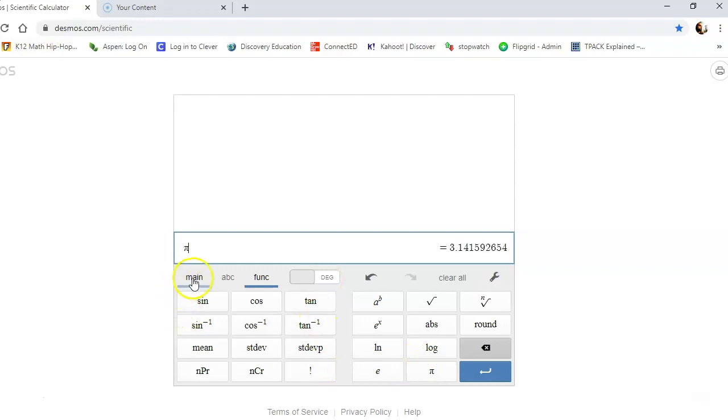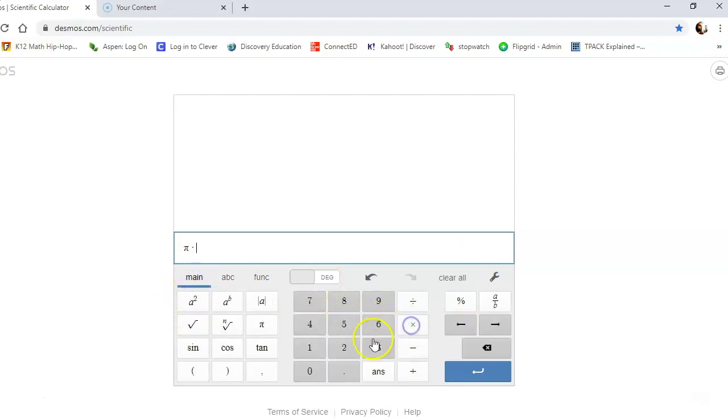Pi times 14 squared. And here we see it's 615.752. So the 2 is going to tell us to keep the 5 as it is. So it's 615.75.